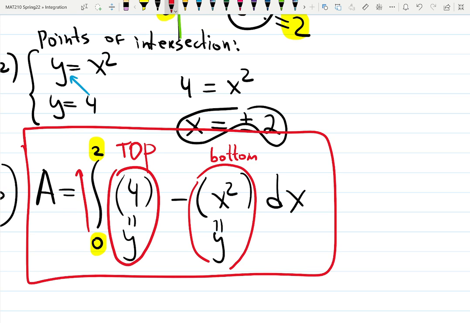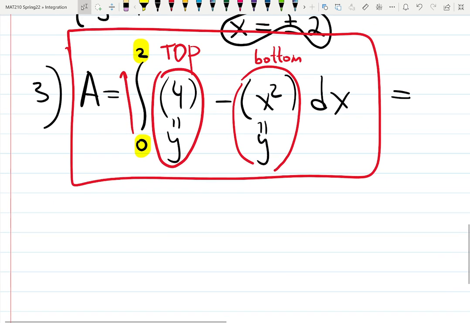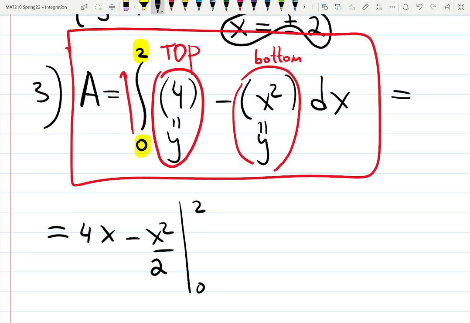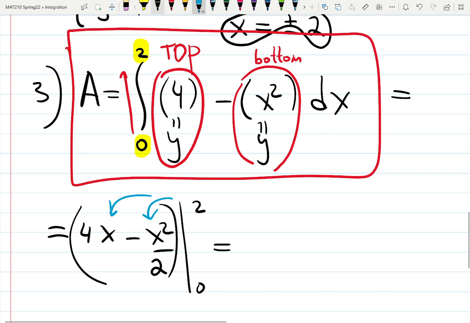Is that it? That's the end of the problem? No, we need to integrate. But building the integral is the most important part. So I want to be very good explaining this. 4x minus x squared over 2 (should be x cubed over 3), evaluated from 0 to 2. Plug in the top minus the bottom. Plug in 2. 4 times 2. Cube, thank you. Good catch. X cubed over 3. Minus 2 cubed over 3.